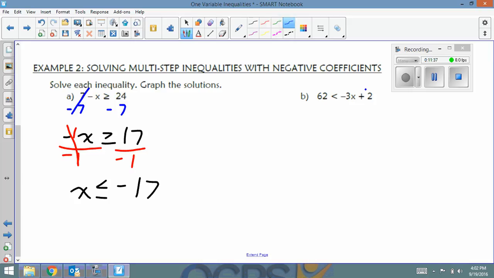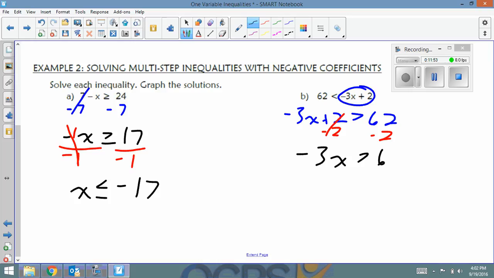And because that number in front of the x was negative, the sign will flip the other way. On this one, we first have to get this x to the other side, so we're going to rewrite it with the x on the other side, and remember when we do that, the sign flips the other direction. Then we're going to solve, so we're going to subtract 2 from both sides. So I get negative 3x is greater than 60. Then we're going to divide both sides by negative 3. And because the number in front of that x was negative, we're going to flip that sign the other way.